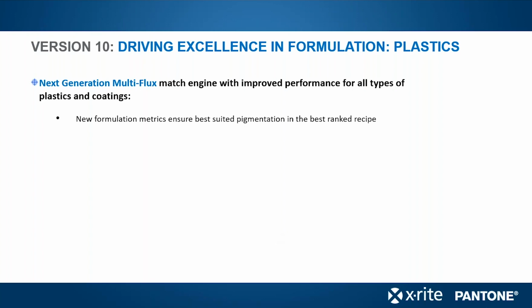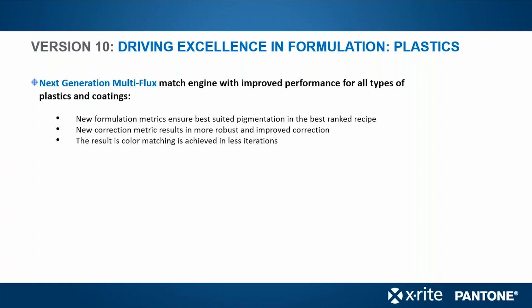The engine has new metrics inside of it to ensure that the best suited pigmentation is in the best ranked recipes. The intent here is that when we're generating formulas, we're looking at formulas that we believe likely have the same components as the target you're trying to achieve, because that's critical for more rapid convergence and correction. We've improved our correction metrics so that we converge more rapidly than we did in our previous version of the software. The goal of these two things is to get better initial match performance and also more rapid convergence when corrections are required. So if we look at our performance with this engine, the numbers I'm going to present now compare the new version 10 to our prior version 9.